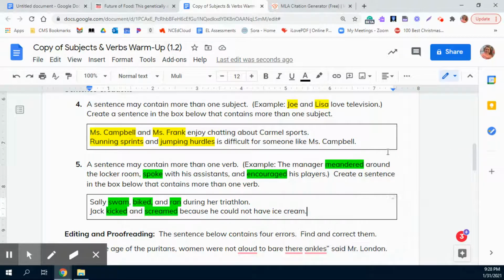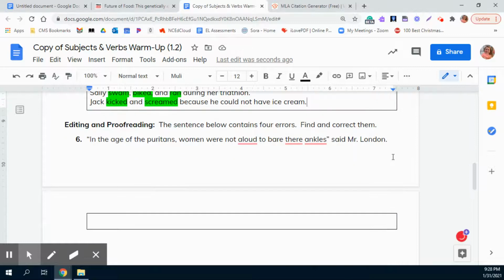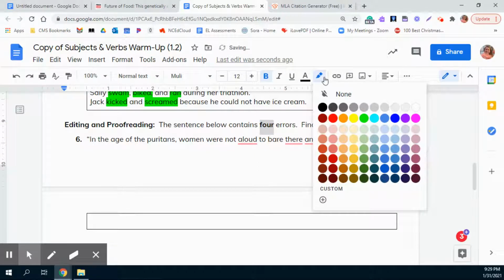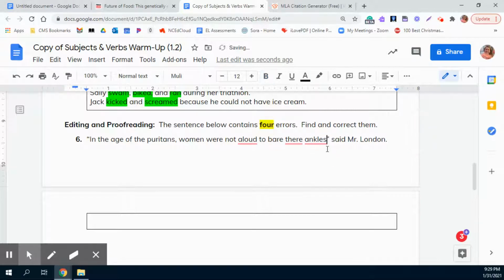Looking good. Okay. Our last sentences are like little fixer-uppers. What I'm going to call these are fixer-uppers. So we're editing and proofreading. This sentence contains 4 errors. It's really important when you get these that you read the number so you know what you're looking for. Also, yes, I know we're living in the age of the internet and you're doing this stuff online, so it does try to correct some of the stuff for you. Just beware. Sometimes things don't always correct correctly.